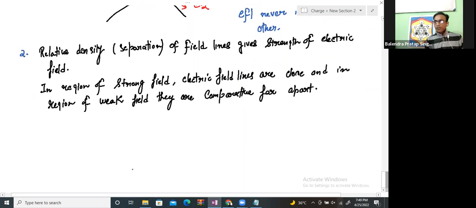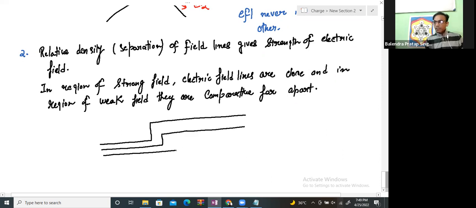Okay, so let me draw. Suppose this is a region of electric field lines, and there is another region of electric field. This is the first region and this is your second region.